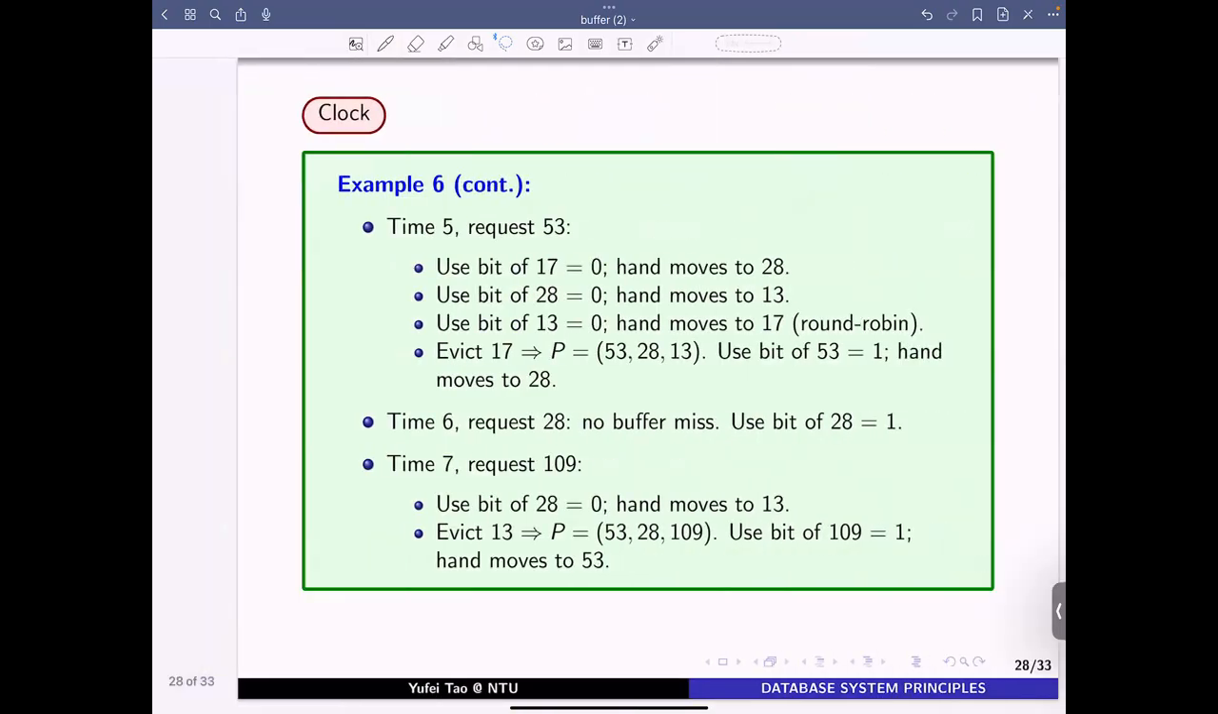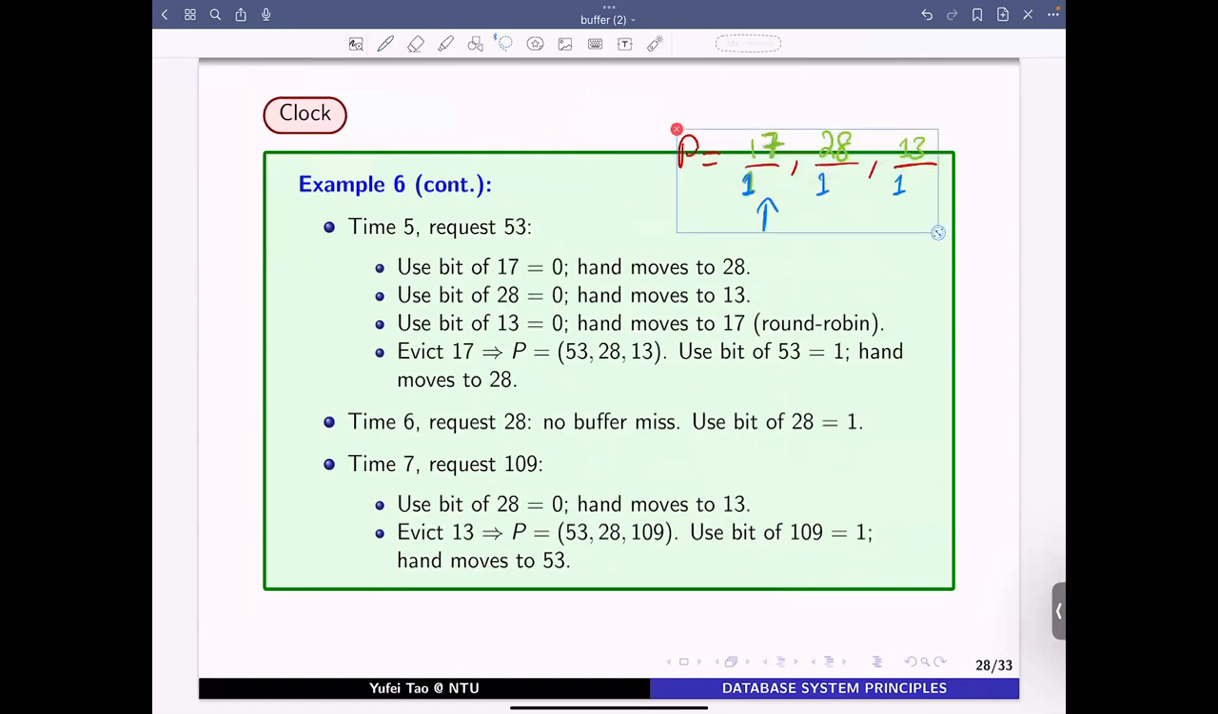All right, now let's continue here. So the next one is 53. Okay, so now our buffer is full, our pool is full, so we have to empty something. Now we start to look at the element that is referenced by the hand.